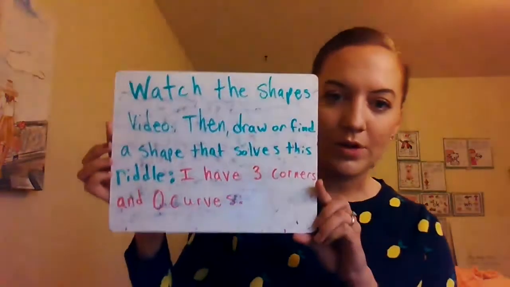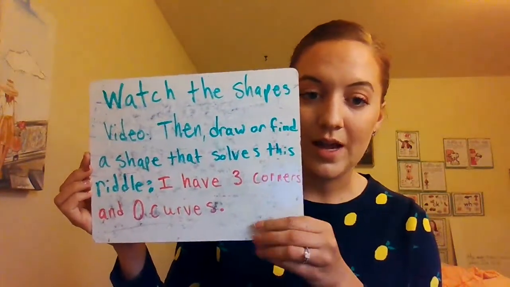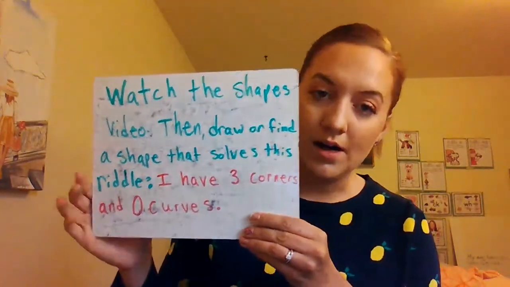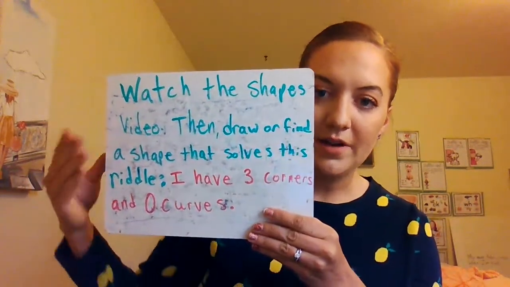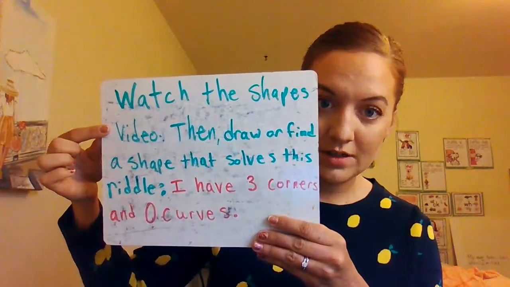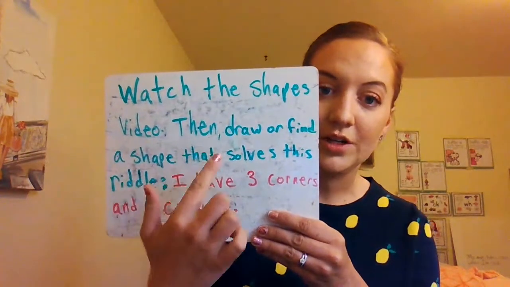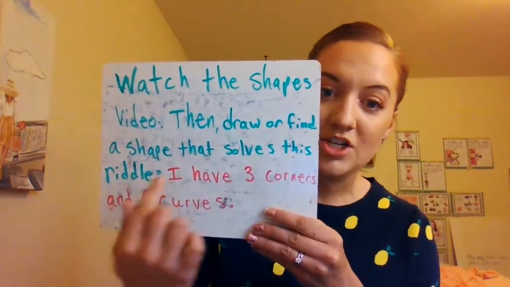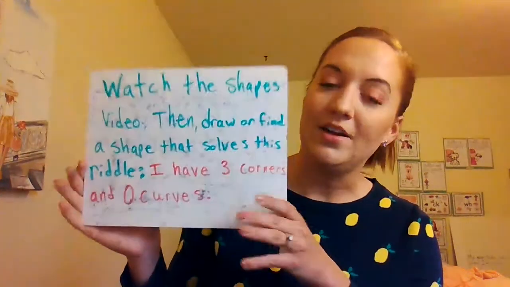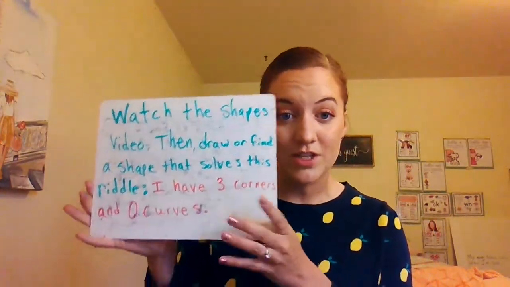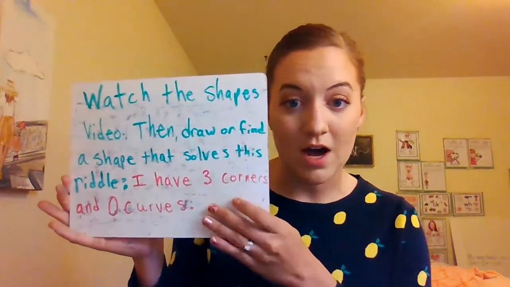So today's math question is a little different. I'm going to post a link to a song about our flat shapes, our 2D shapes. I'm going to have you watch the shapes video. Then you're going to draw or find a shape that solves this riddle. So I have this little riddle here, and you're going to either find an example of this shape in your house, or you can draw the shape.